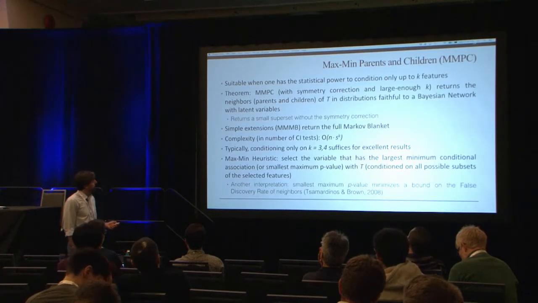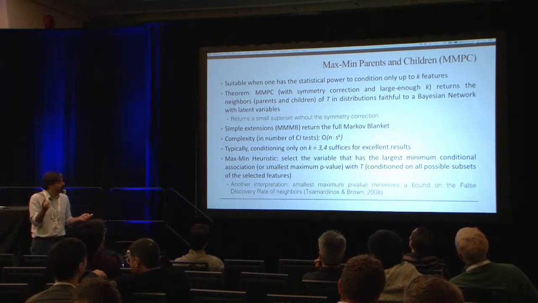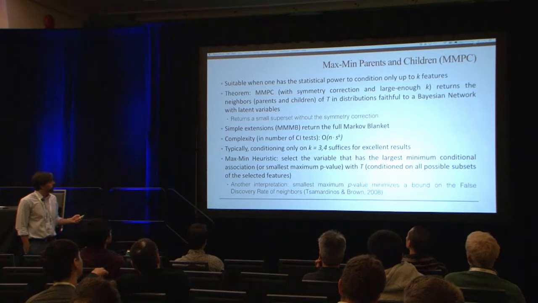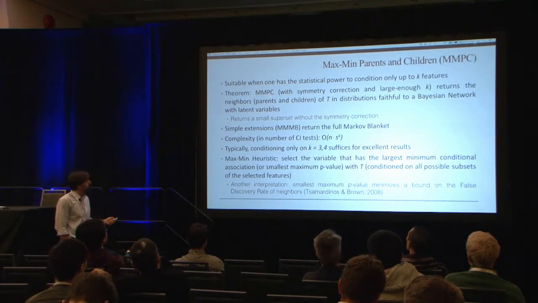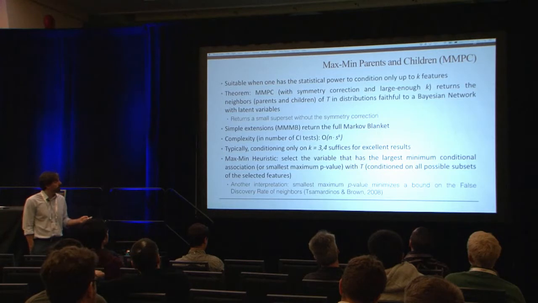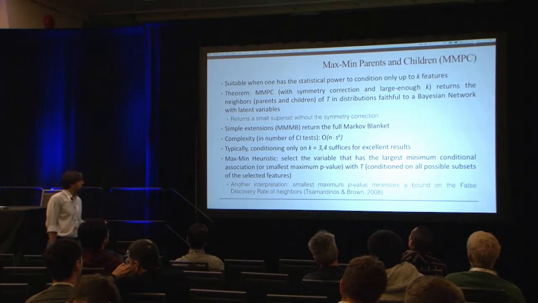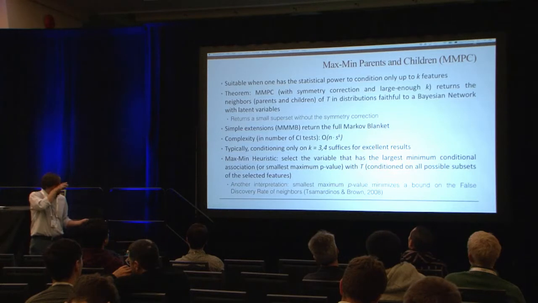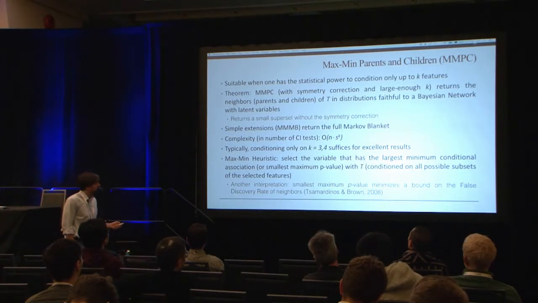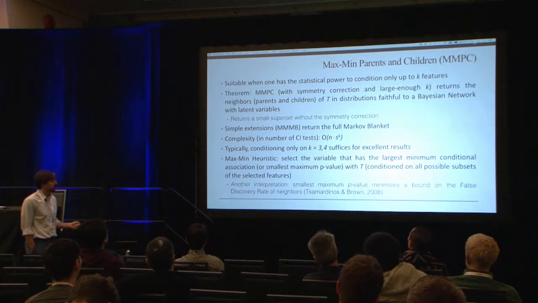Okay, so basically, the theorem is, this is an algorithm that is suitable when you don't have enough sample size to condition on everything. You only can condition up to k variables. And we can prove that this algorithm is going to return, if you have at least large enough k, the neighbors of t, the parents and the children, in any distribution faithful to a Bayesian network with latent variables. Now, this is the complexity. If you select 100 variables and k equals 3, it's 100 to the third tests in the worst case, but it's linear in the number of variables. And usually in practice, we found that 3 and 4 suffices for excellent results.